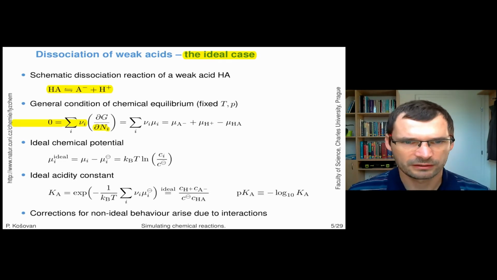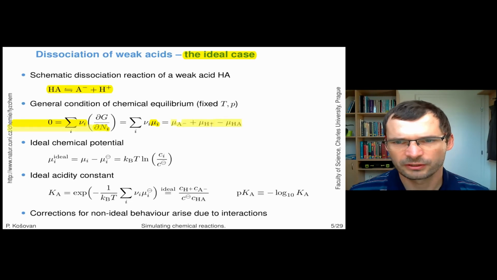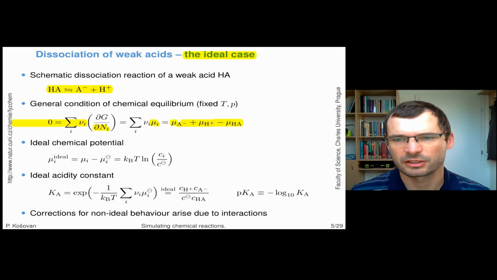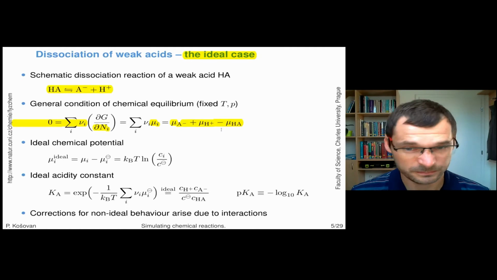And when we recognize that these derivatives of the Gibbs free energy with respect to the number of individual reacting species are actually chemical potentials, we can write this down as the sum of the chemical potentials multiplied by the respective stoichiometric coefficients is equal to 0. And if we explicitly write it down for the reaction above, we have the sum of the chemical potential of A minus and H plus, minus the chemical potential of HA, being equal to 0.